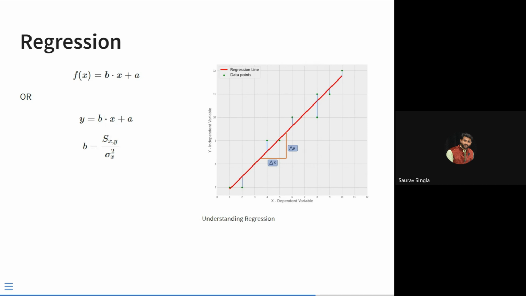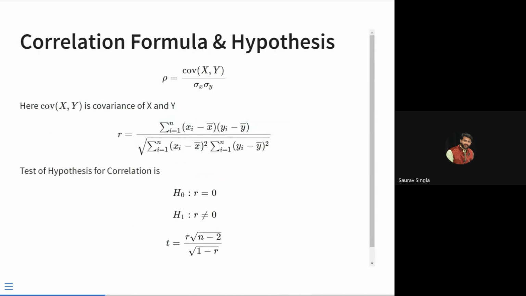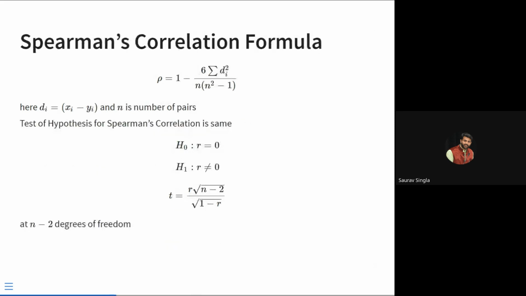Okay, now what is the formula for calculating b? The formula for calculating b is the sum of product of x and y, which is nothing but this. This is the sum of product. Okay. And divided by the variance of x. This is the variance of x. Okay.